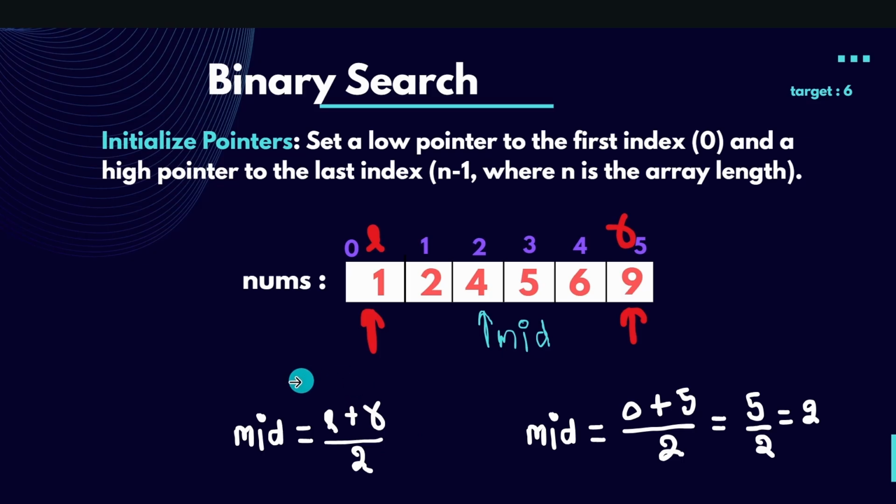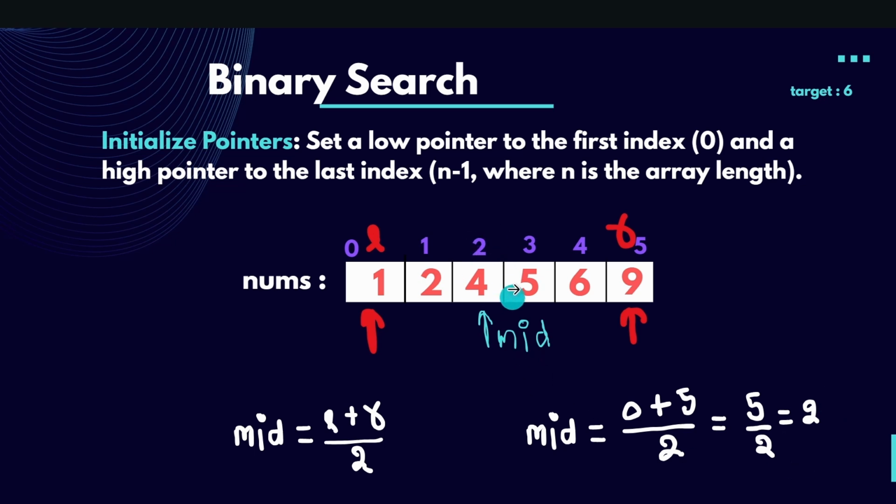Now you need to calculate the mid. How do you calculate mid? Left plus right by 2. In this case left is 0 and right is 5, so simply 0 plus 5 by 2, that is 5 by 2. As 5 by 2 is 2.5, and this is a programming language, the 2.5 will be truncated and as an integer it will take 2.